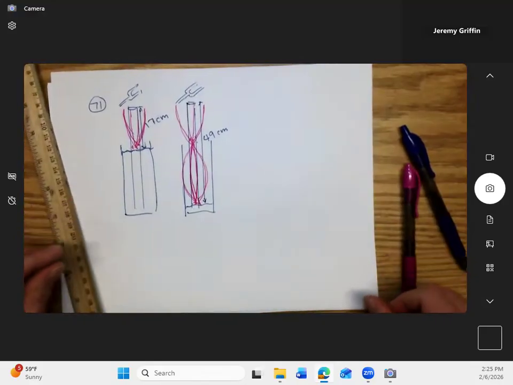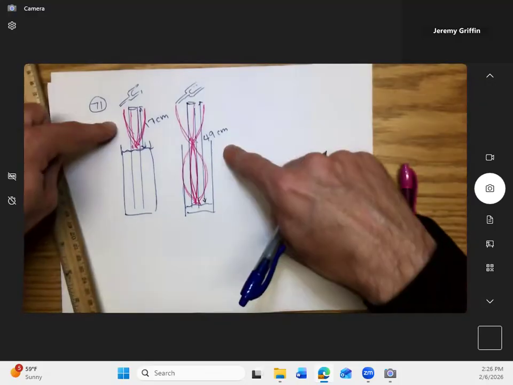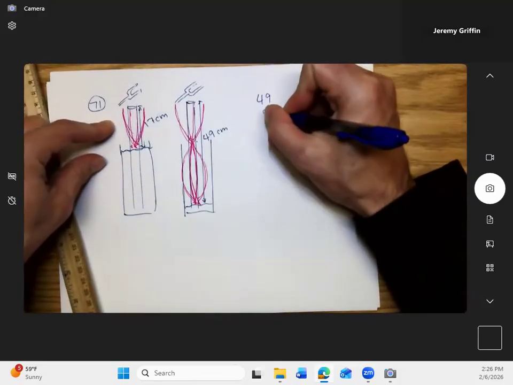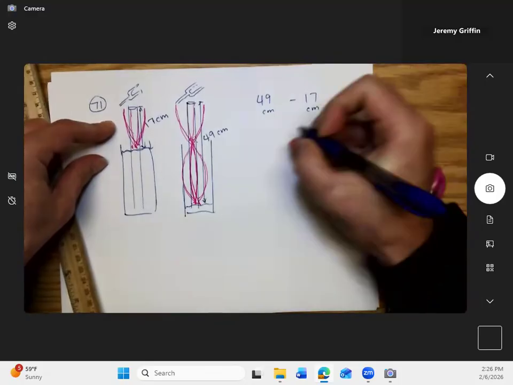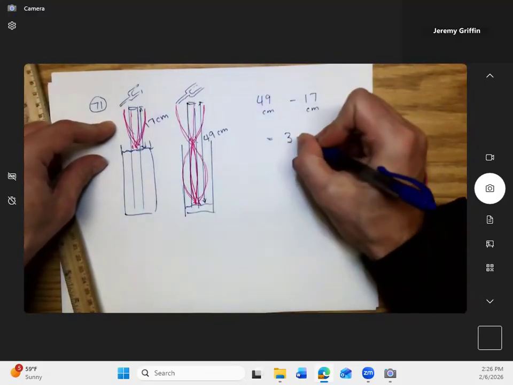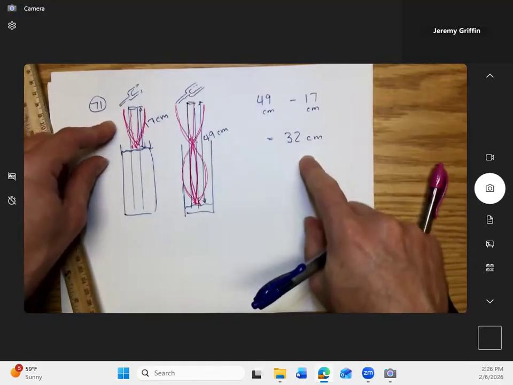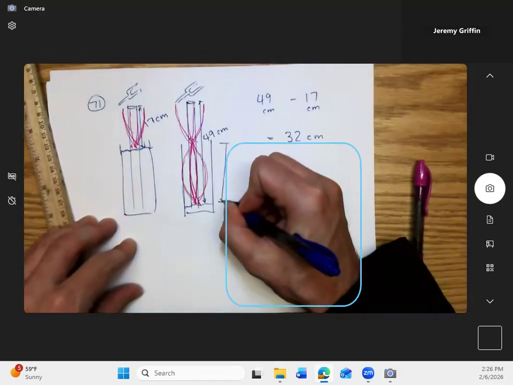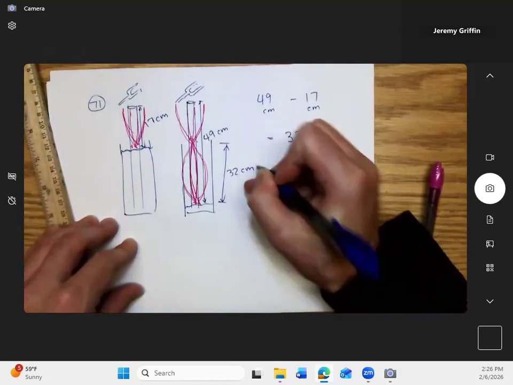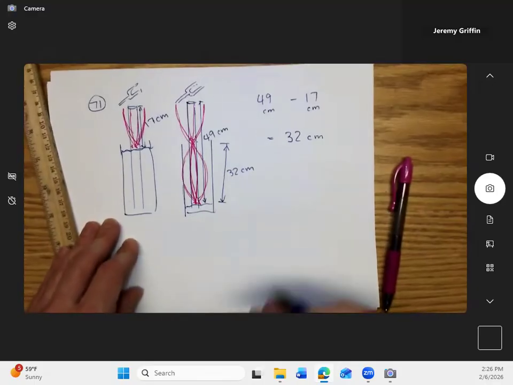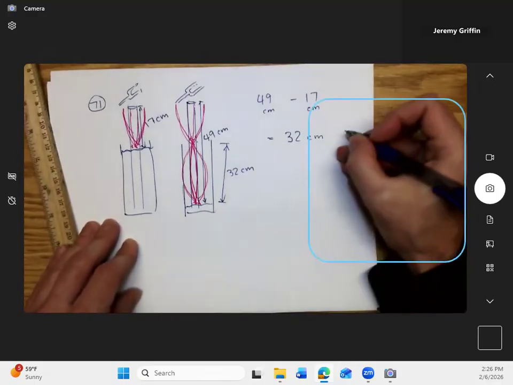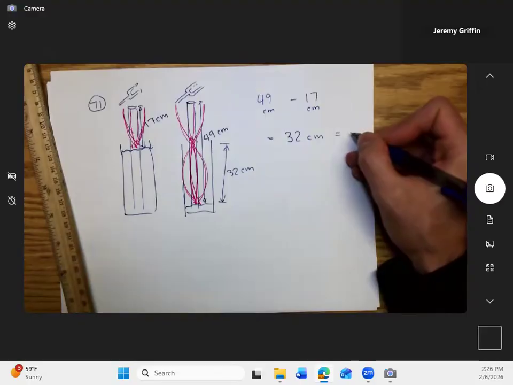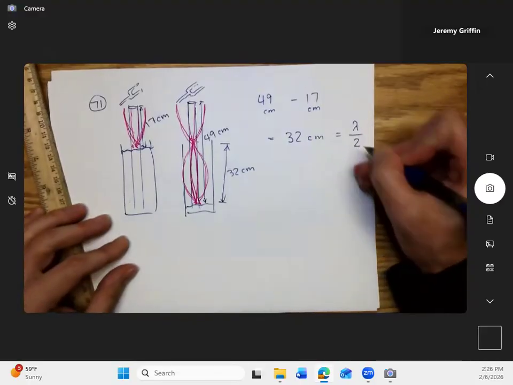Now, what do you guys think I should do with these two distances? Yes, subtract them. So 49 centimeters minus 17 centimeters. What's that? 32 centimeters. So the difference is 32, which is really like this right here. And what does that represent in terms of the total wavelength? It's half the wavelength. It's lambda over 2.